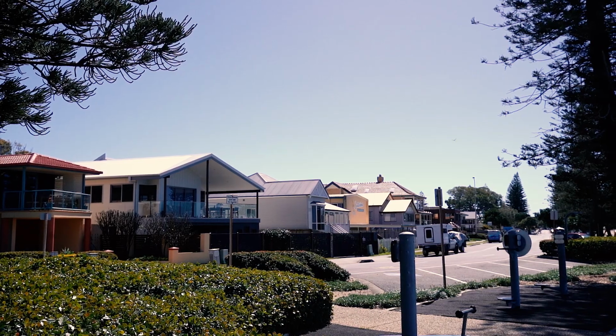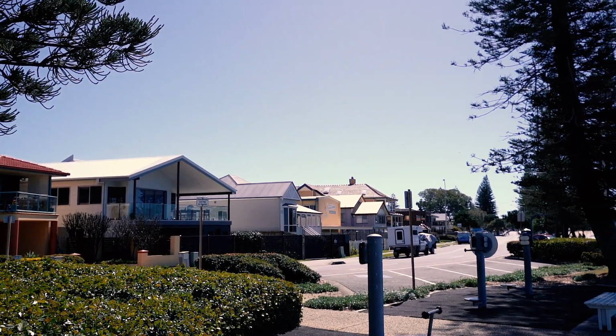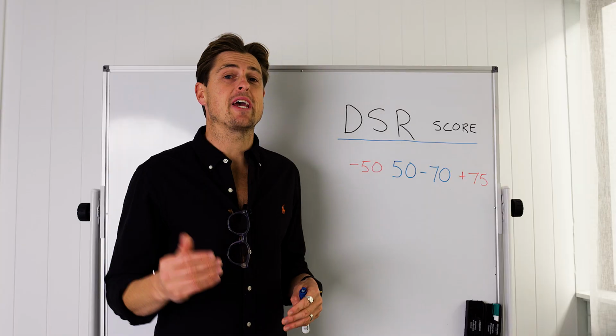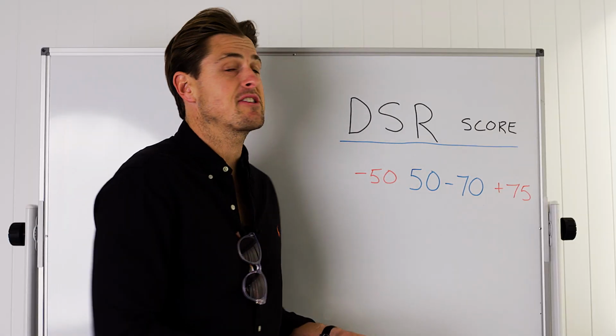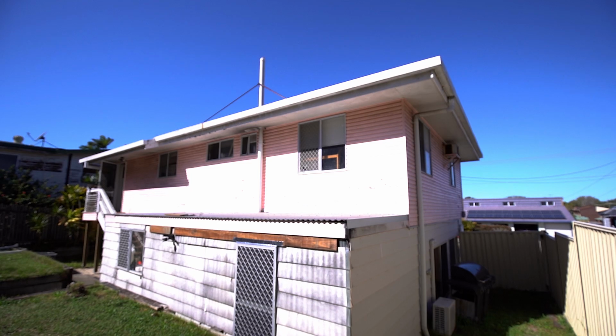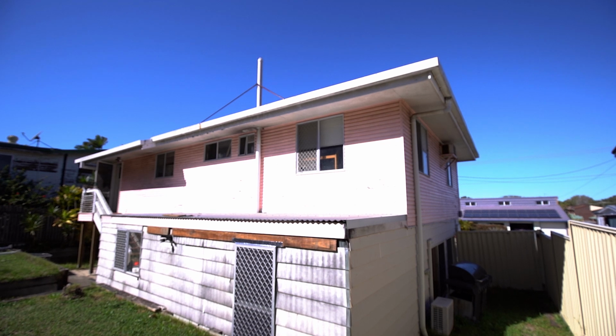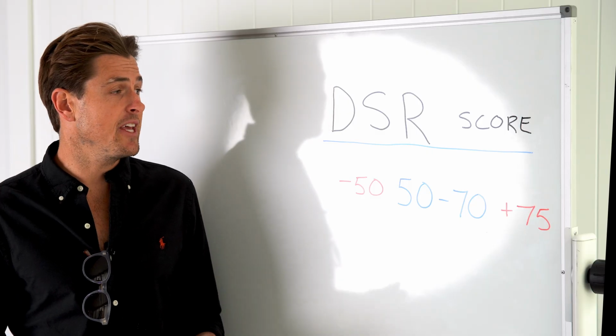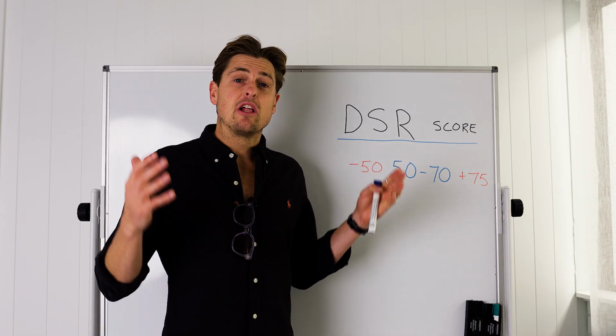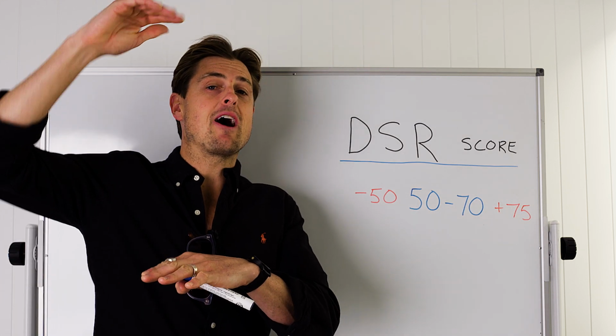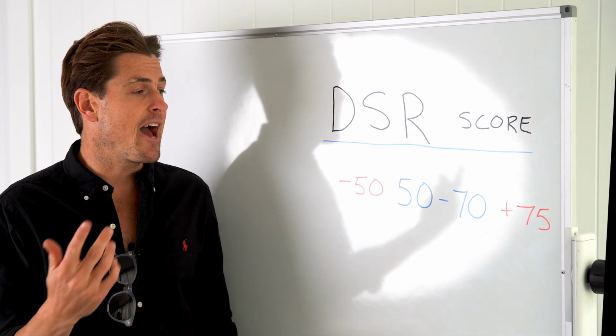Now, the second data set that I use to find undervalued suburbs with short-term potential to make money is the DSR score. This is the demand to supply ratio score, which can also be found on Google. And there's a paid data set that you can get access to if you want to go to the next level. But effectively, DSR score is looking at a whole bunch of different things in the marketplace and spitting out a number out of 100.